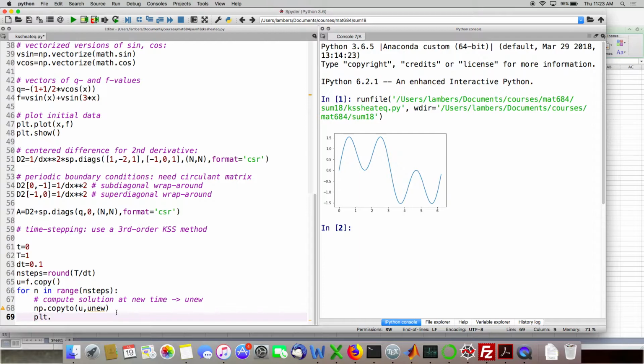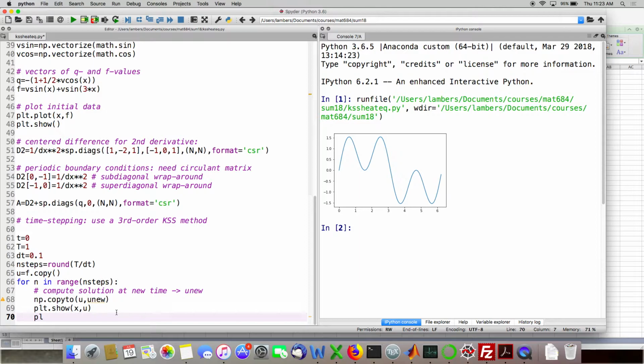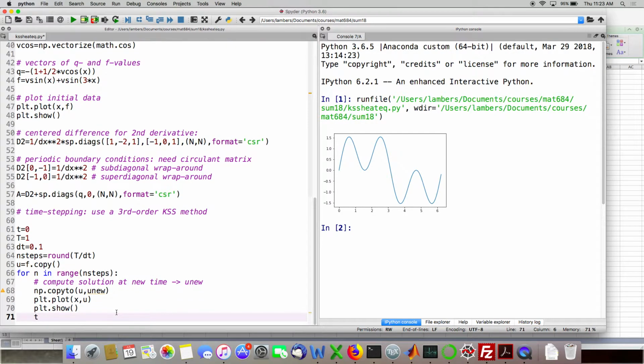I'll want to plot the solution that I've just computed. Whoops. That's plot, not show. Show goes down here. I want to update time by adding dt to it.